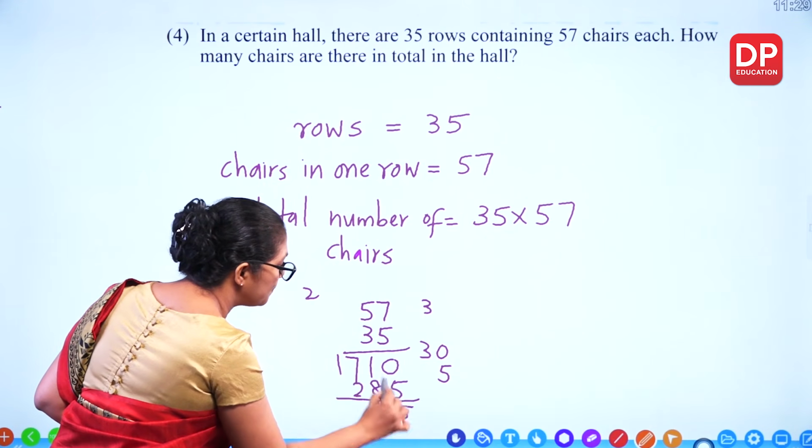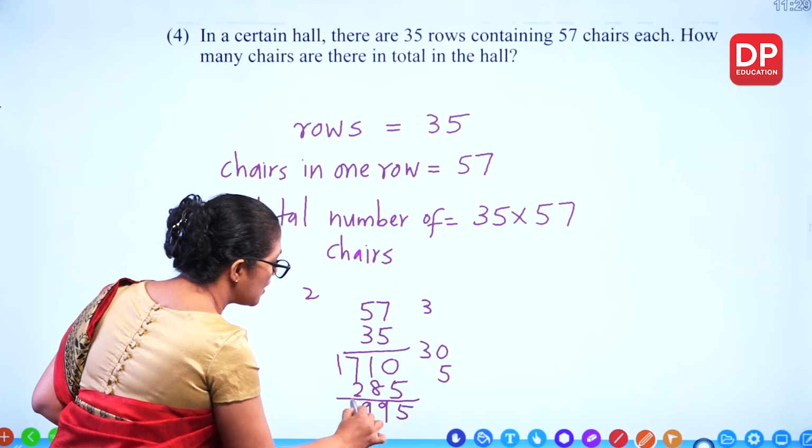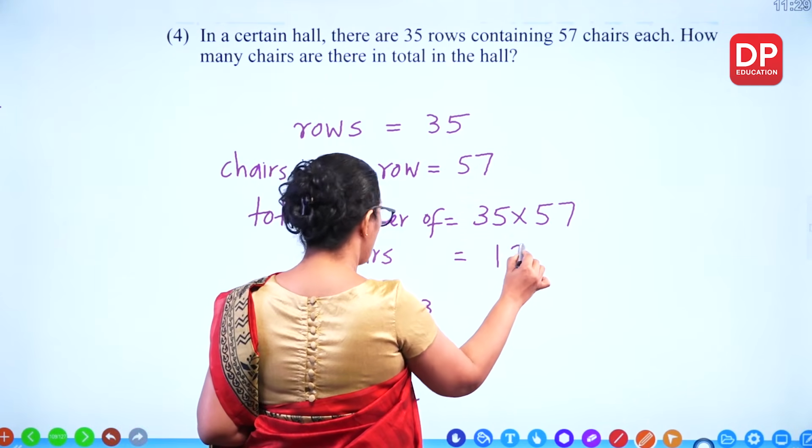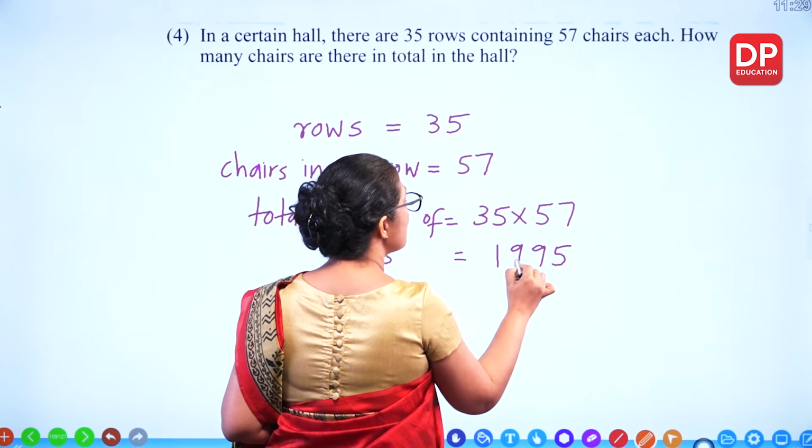When you add it, you get 1995. So, total number of chairs 1995.